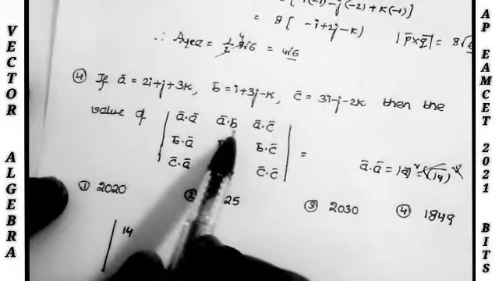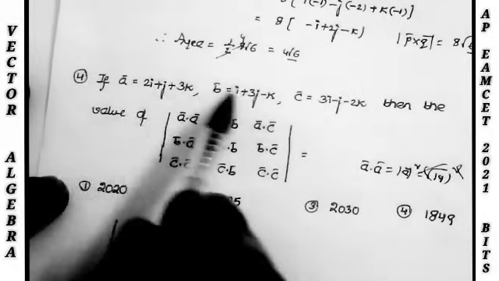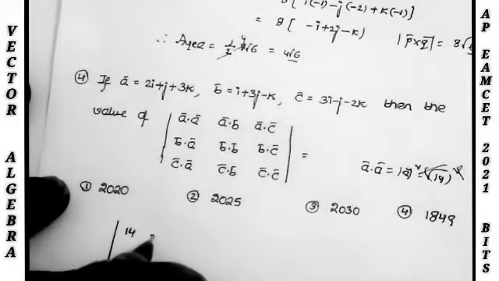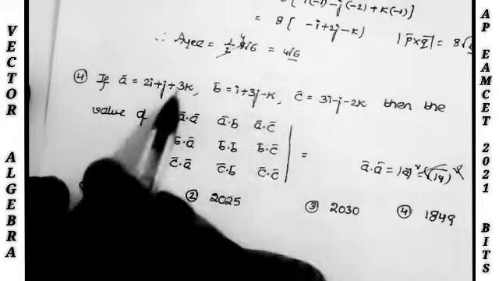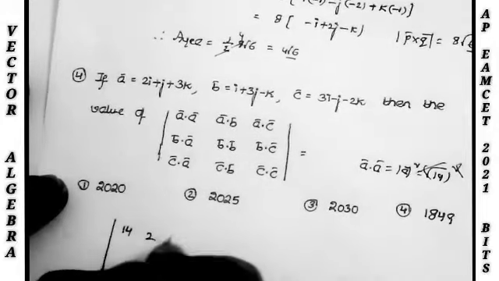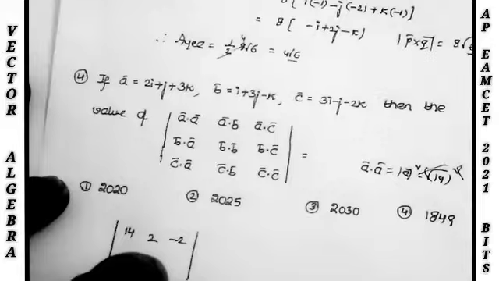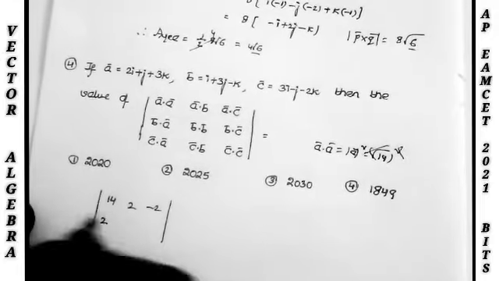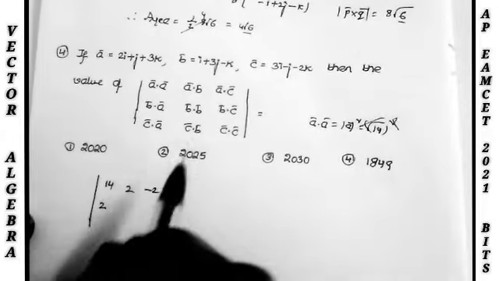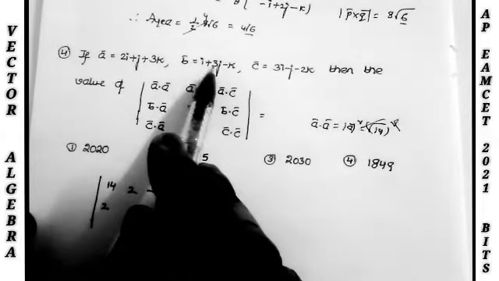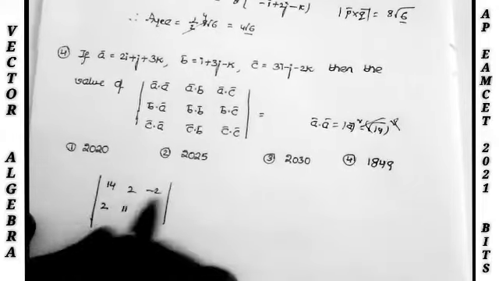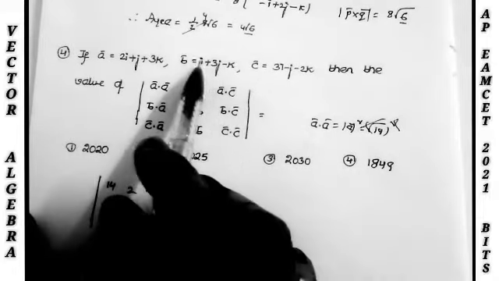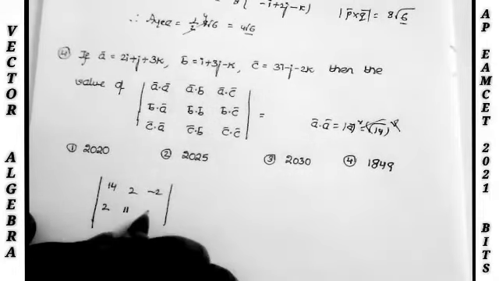And a dot b, the dot product of these two, 2 plus 3 minus 3, that is equal to 2. A dot c, the dot product of these two, 6 minus 2 minus 6, which is minus 2. Okay, next coming to the second row, b dot a, the dot product of these two, that is equal to 2. And b dot b, mod b whole square, is equal to 9 plus 1 plus 1, 11. B dot c, the dot product of these two, 3 minus 3 plus 2, this is 2.